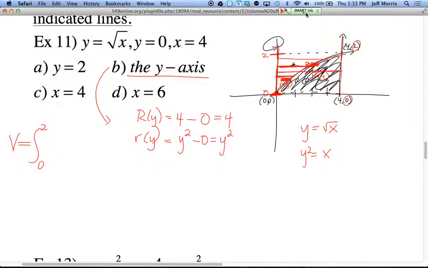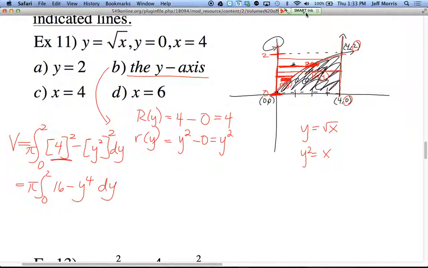Then it's the outer radius, which is 4 squared, minus the inner radius, which is y squared, dy, and that's your setup. Oh, I forgot my pi out front. Don't forget your pi, 0 to 2. So it'd be 16, that's squared, 16 minus y to the 4th dy. Don't forget: outer radius squared minus inner radius squared. So we're subtracting out that white part as we rotate it around.